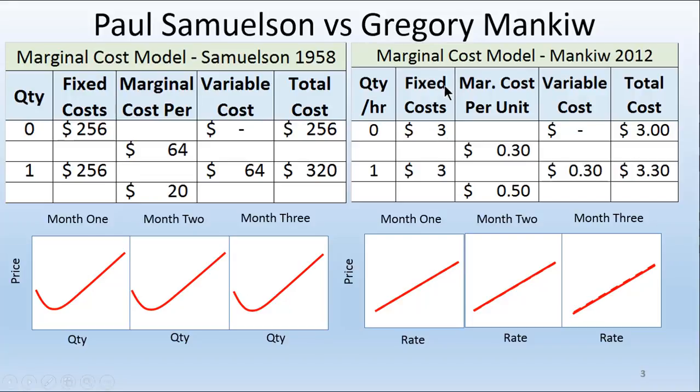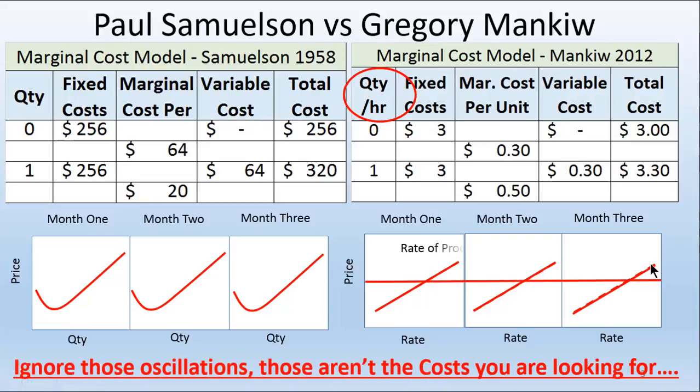However, let's look at this quantity per hour. The reason they did that is Mankiw's model also has this oscillating marginal cost. So going to quantity per hour was a way to say, ignore those oscillations. Those aren't the costs you're looking for. He would say, if I'm operating at the same rate, my costs are all the same. Remember that: if I'm operating at the same rate, my costs are all the same. That causes problems later when we explore this.